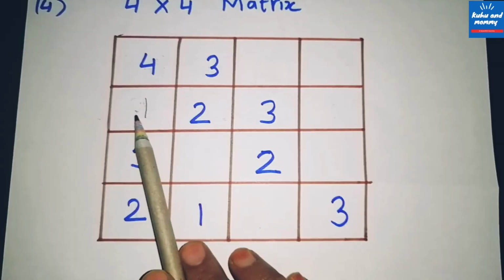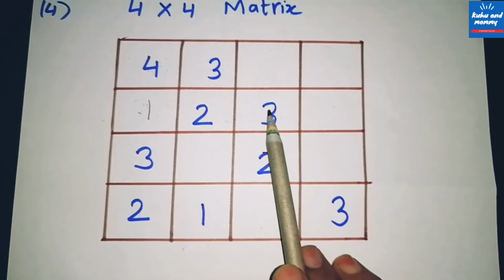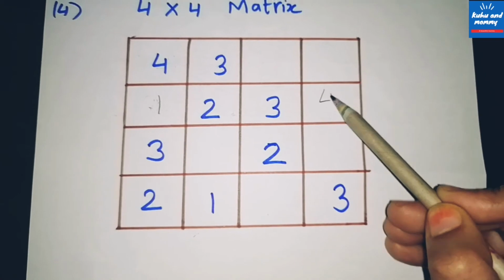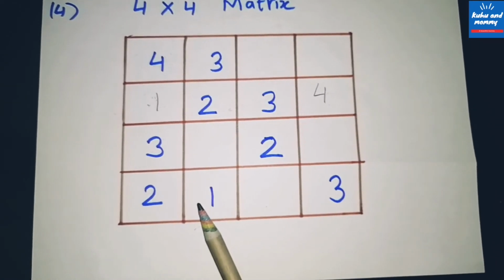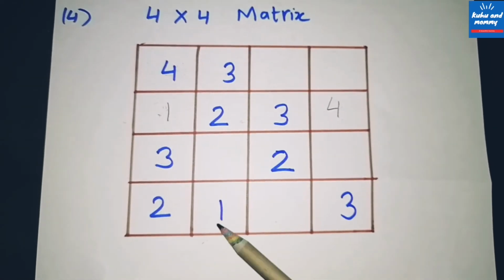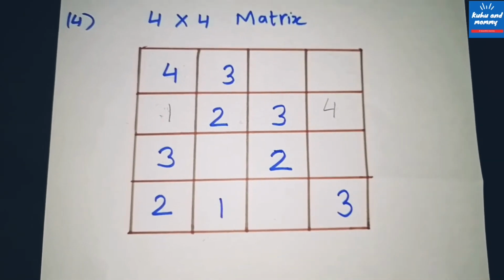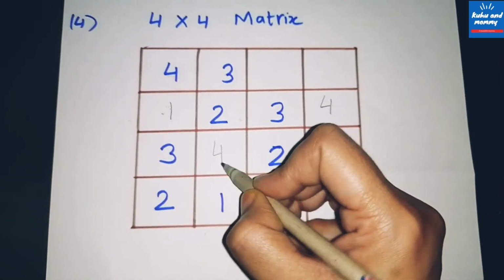Now we can look in this row, which number is missing. 1, 2, 3 are already there, so 4 is missing, so write 4. Now next we will look at this column because it has only 1 number missing. So which one is missing? 4. So they can write 4.